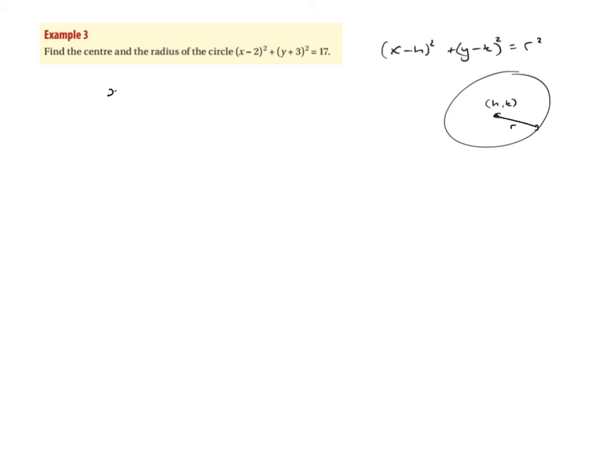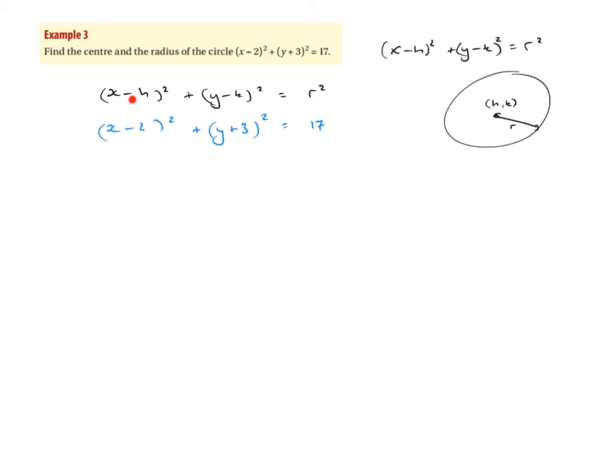Now if you have a look, we've got x minus h, just to show very quickly, squared plus y minus k all squared is equal to r squared. So if we just put in what we know, we've got x minus 2 all squared plus y plus 3 all squared is equal to, and we've got 17.